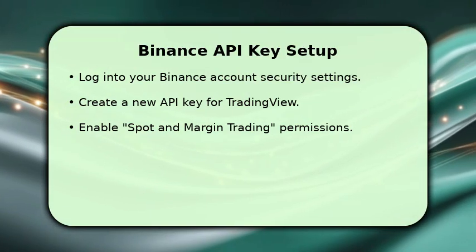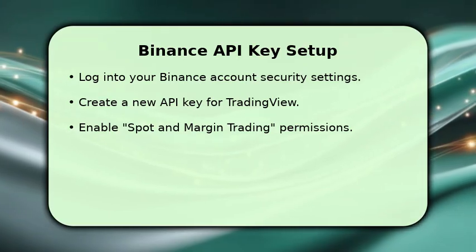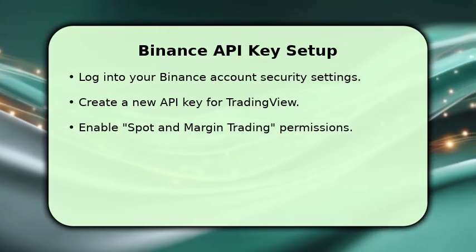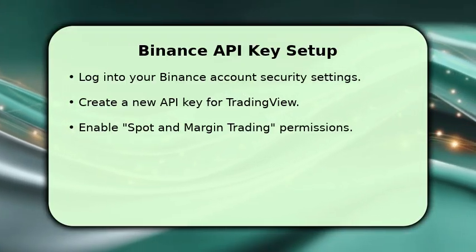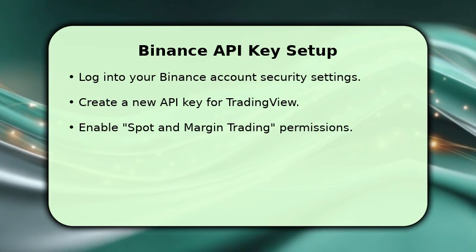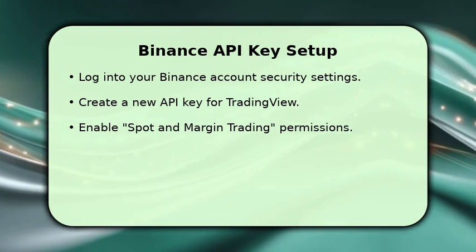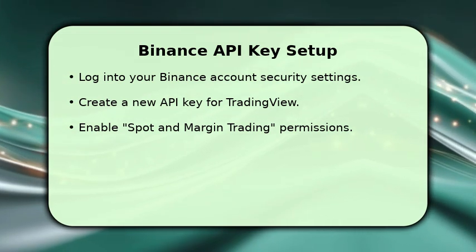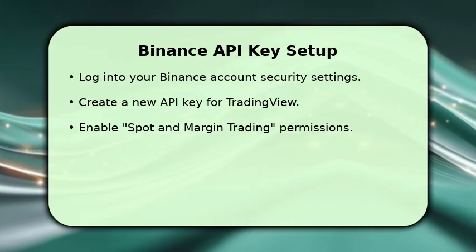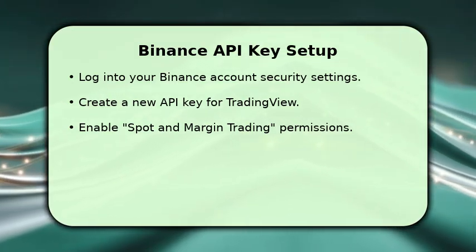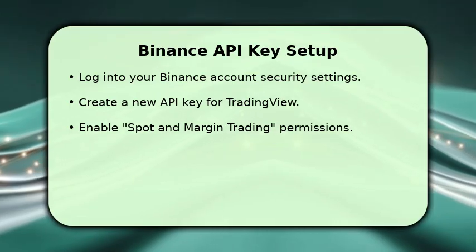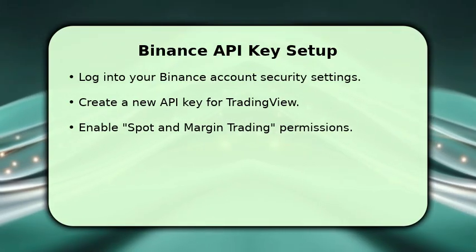Once redirected to Binance, you'll need to create an API key. Go to your Binance account's API management section. Generate a new API key, ensuring you enable spot and margin trading permissions. For enhanced security, it's highly recommended to restrict IP access to only TradingView's IP addresses, which can be found in their documentation. This ensures only authorized connections can use your API key.